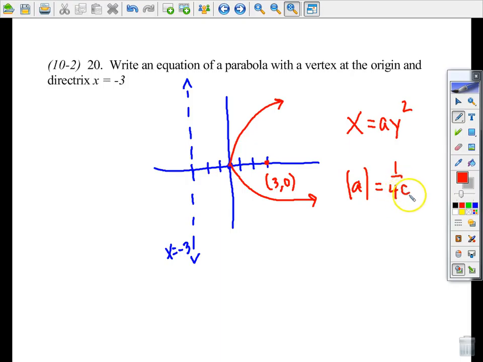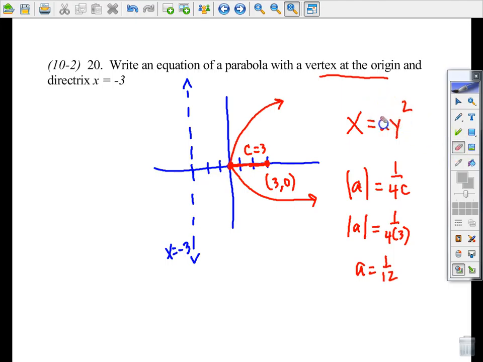We have to understand what c refers to. C always means distance. C is the distance from the vertex, which we're told is at the origin, to the focus. So in this particular problem, c is 3. When I put 3 in for c, I get a is 1/12. So I just replace a with 1/12, and I've got my answer. That is your answer for number 20: x equals 1/12 y squared.